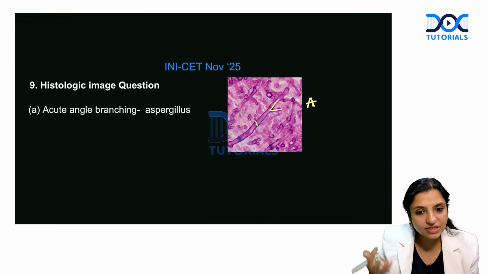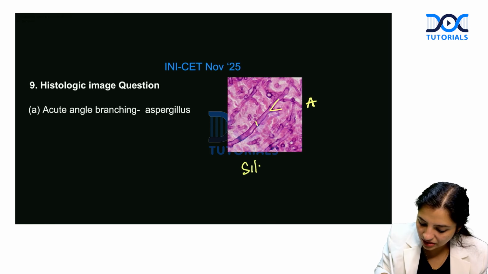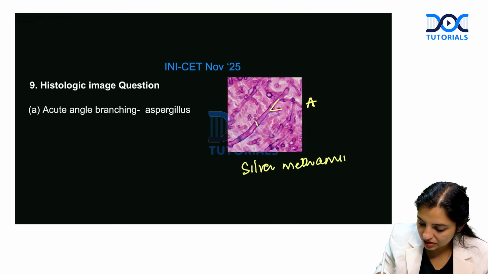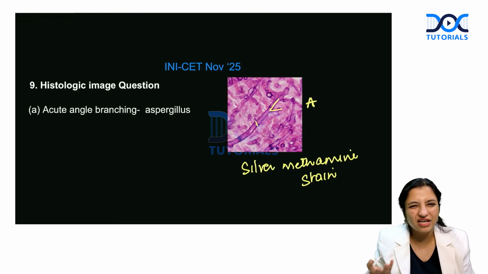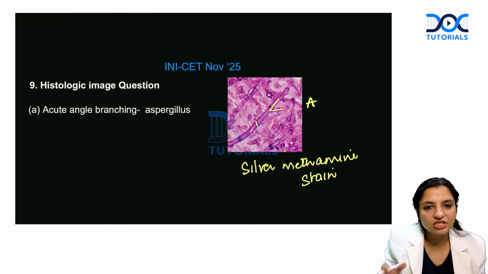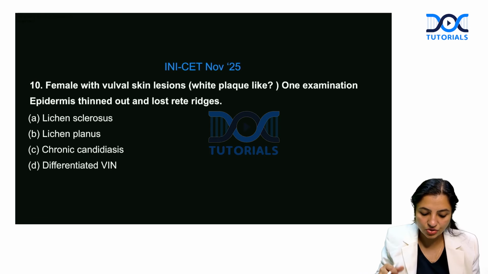They can ask you which stain this is. This is silver methenamine stain. Okay, so that point should be very clear. They can ask you that again. So that is about your aspergillus. Let's go to the next question.